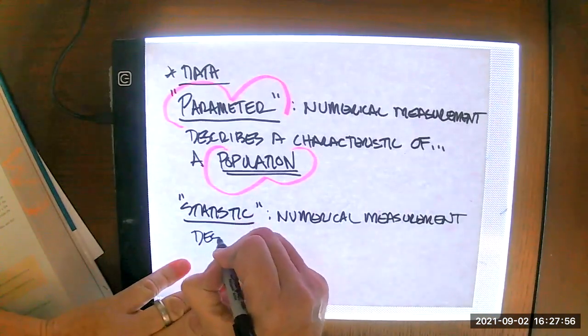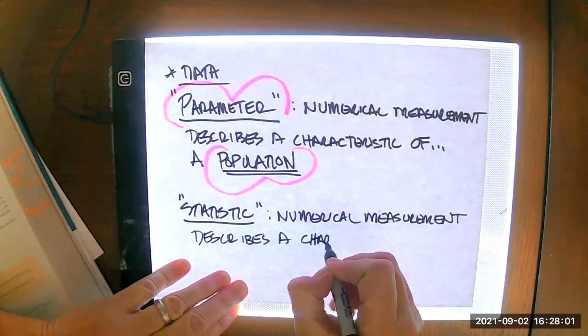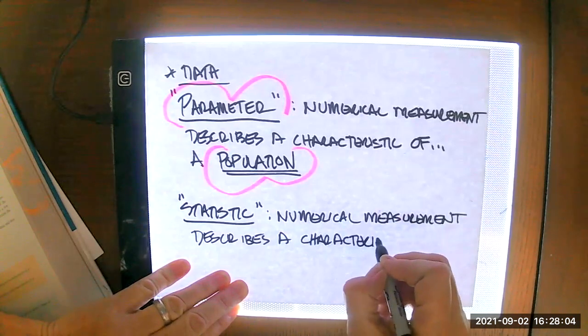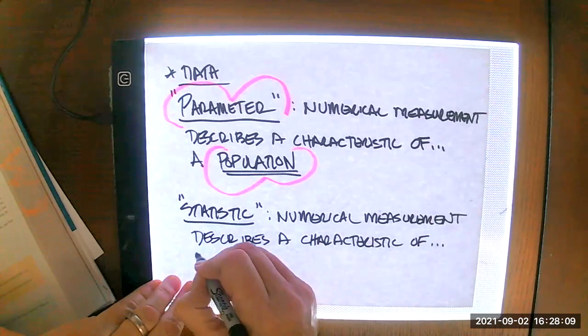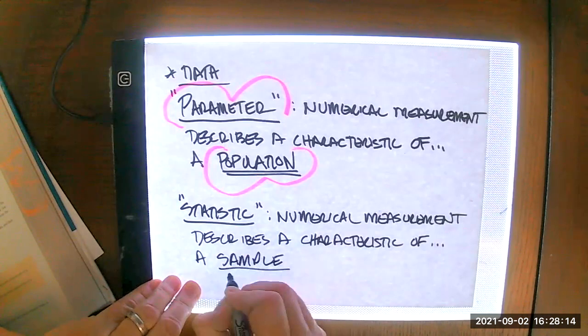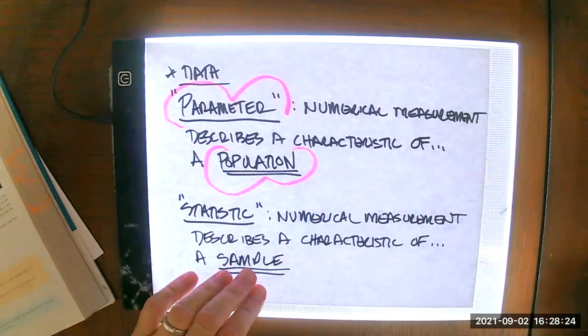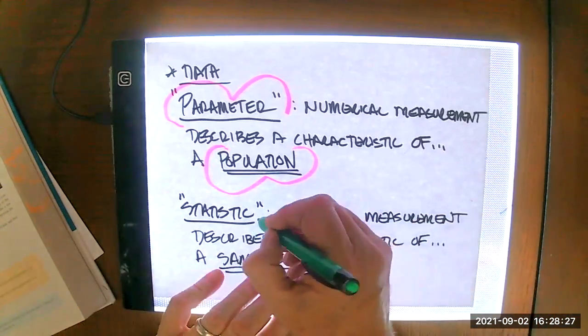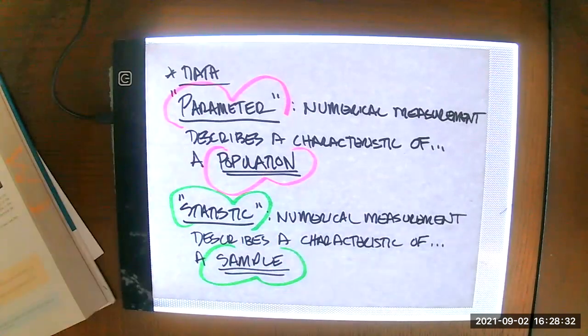And it describes a characteristic of a sample, not a population, of a sample. Maybe you notice that the definition is essentially identical for the two things: a numerical measurement describing a characteristic. But a statistic comes to us from a sample.